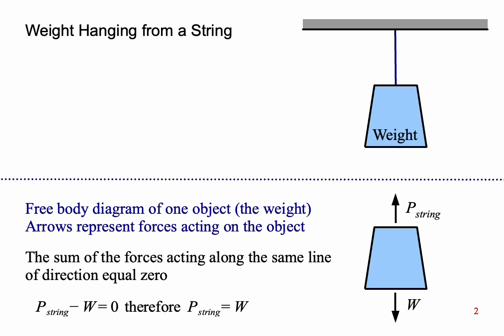We can draw a free body diagram of the weight using arrows to show the forces acting on it. Gravity is pulling the weight downwards, balanced by an equal and opposite tension force in the string. We call the force in the string capital P because it's a point force acting at a single point on the weight. The arrows in the free body diagram show us the direction of these forces. It's pretty obvious that the gravity is pulling downwards and the string is pulling upwards.